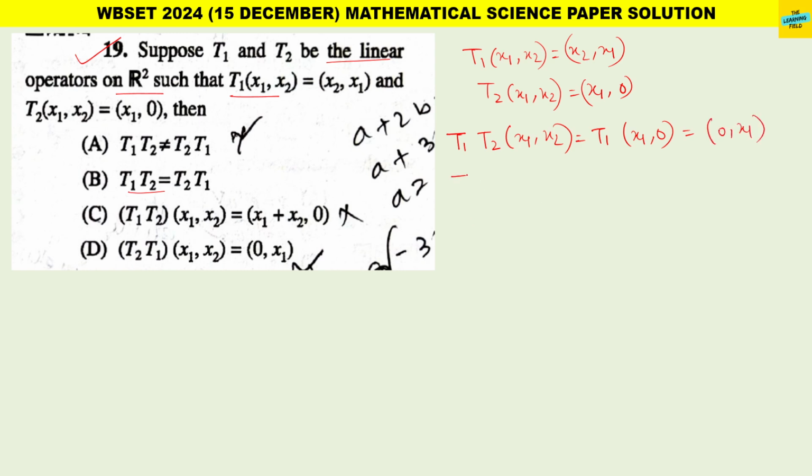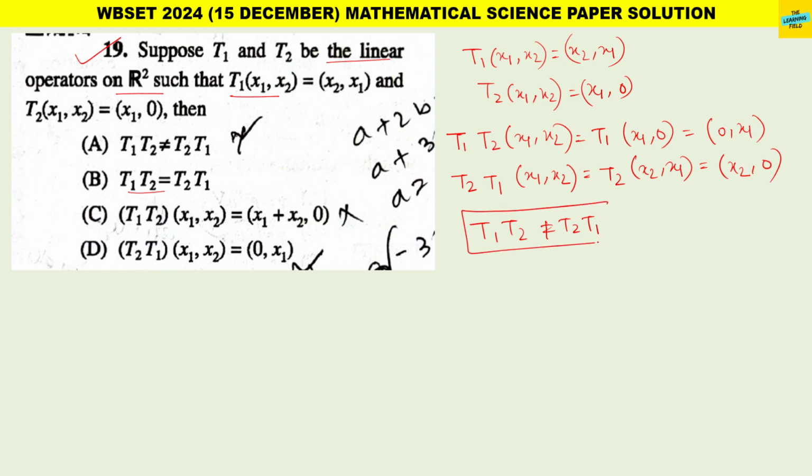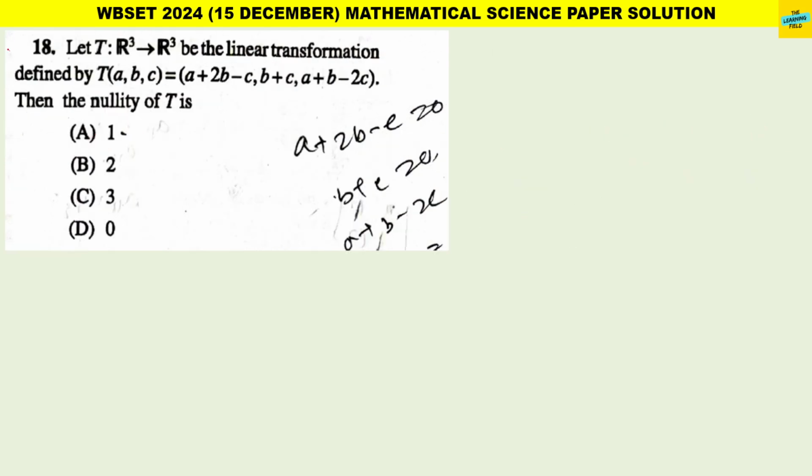Fine. Now T2 T1 of x1, x2 means T2 of x2, x1, and this is equal to x2 and 0. And clearly T1 T2 is not equal to T2 T1. Fine. We don't need to check the further options. Here we get that option A is correct. Next question. Question number 18.